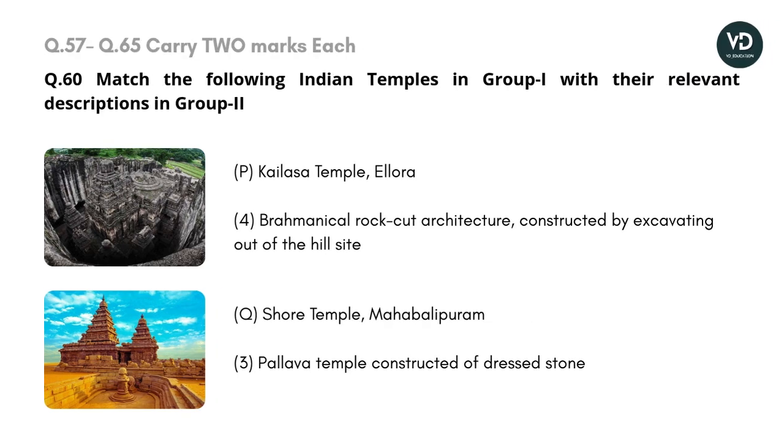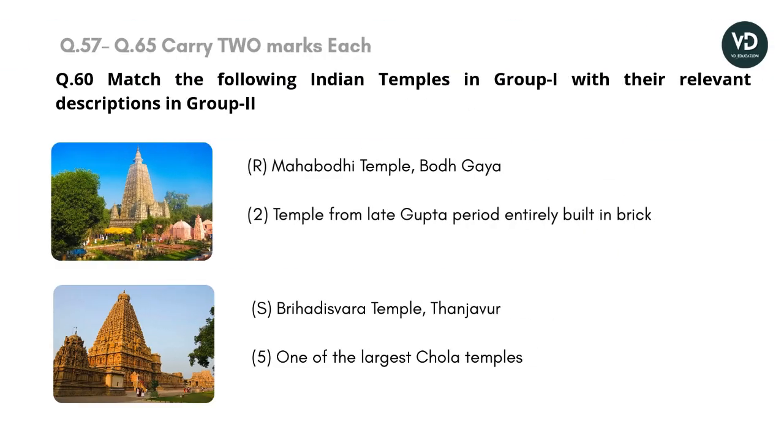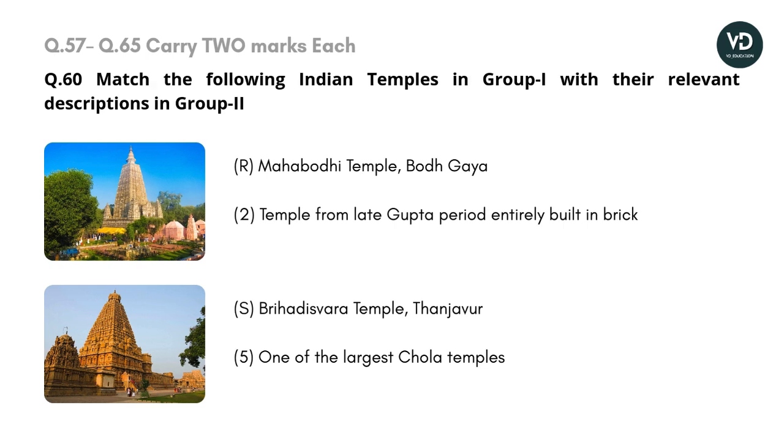Let's discuss the solution. Kailash temple is a Brahmanical rock cut architecture constructed by excavating out of the hillside, as we can see in the image. Q. Shore temple located at Mahabalipuram is a Pallava temple constructed of dressed stone, as we can see in the image. Next, Mahabodhi temple located at Bodh Gaya is a temple from the late Gupta period entirely built in brick. Brihadeshwara temple located at Tanjavur is one of the largest Chola temples in India.